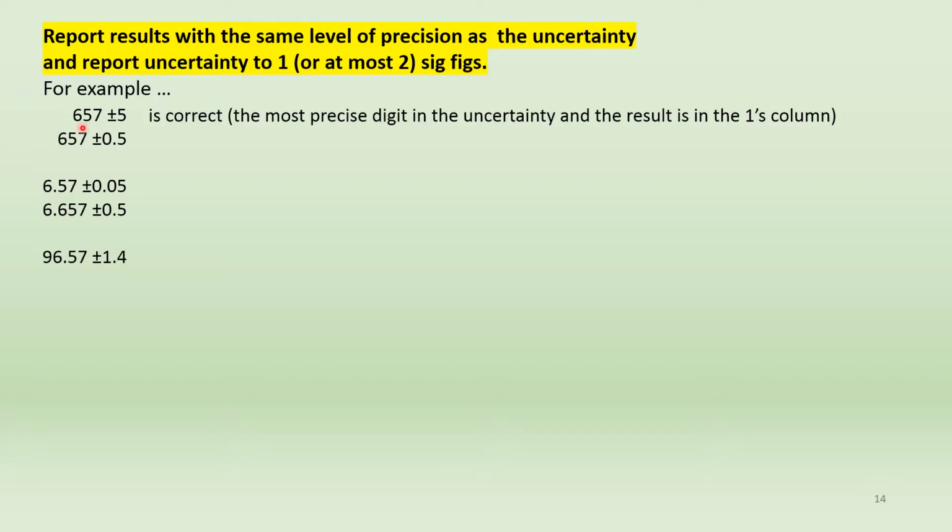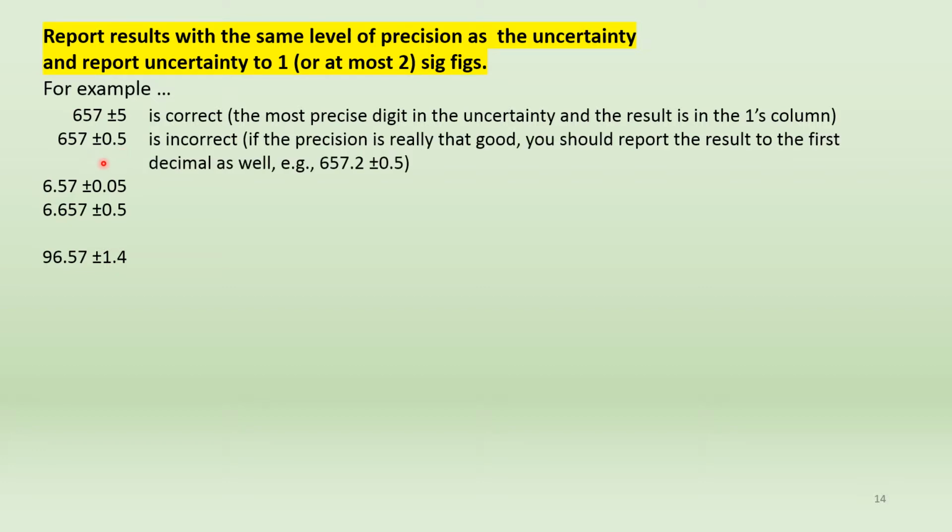First of all, 657 plus or minus 5. Well, that's correct. You see, the most precise digit in the uncertainty and in the result are equivalent. They're both in the ones column. That's appropriate. What about 657 plus or minus 0.5? That's not right. If the precision is this good, then you should report the result to 1 decimal as well. So you might report 657.2, for example, plus or minus 0.5. Notice the precision of the uncertainty and the result are consistent now.